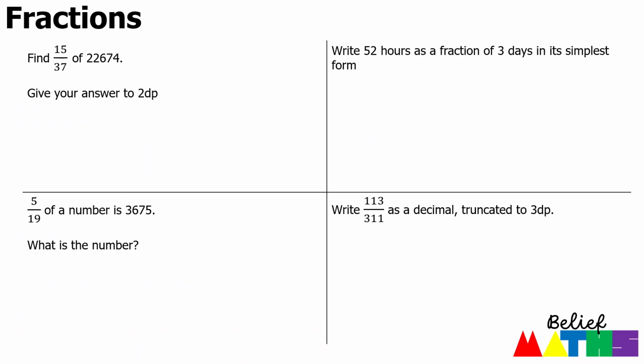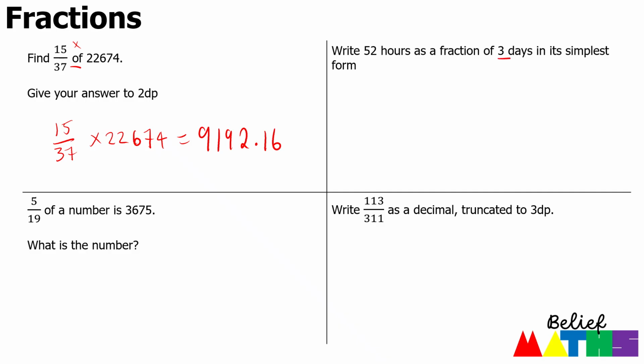Now again, the next work we're doing is just fractions. And very simply, just remember that of means multiply. So in this case, you just put this into your calculator, 15 over 37 times 22,674, and your calculator does all the work for you. It wants our answer to 2 decimal places, so that will give us 9,192.16.